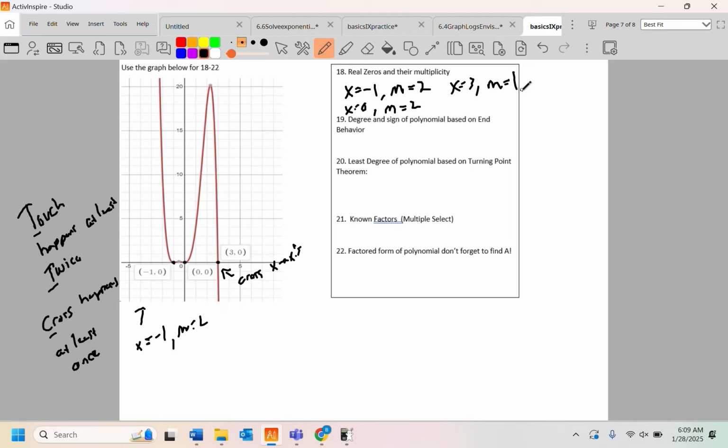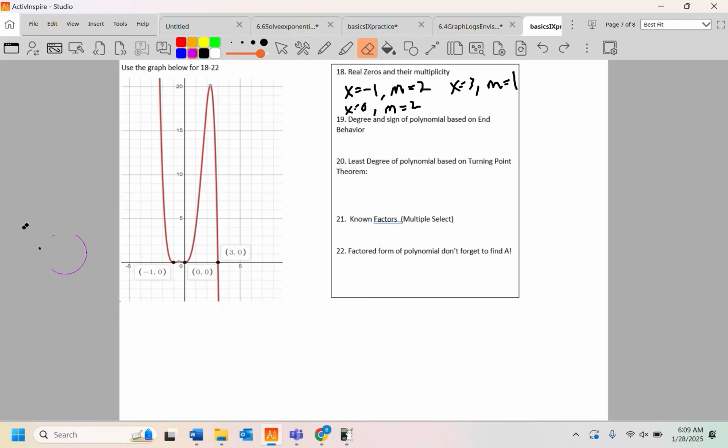All right, 19, degree and the sign of the polynomial based on end behavior. Oh, I can think of some honors kids who just can't figure this out. God bless you. Like, it's not hard either. Like, the very first day of class with me back in August, I was having you guys do this stuff.